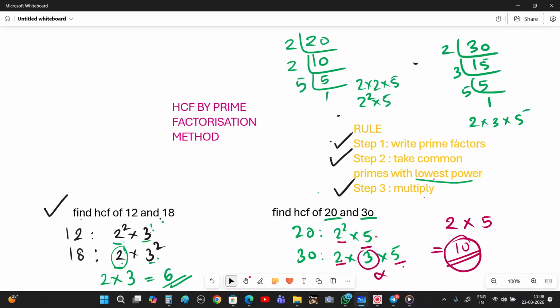Okay. So this is how we can find the HCF of two or more numbers by the prime factorization method. Hope you all understood it. Thank you.